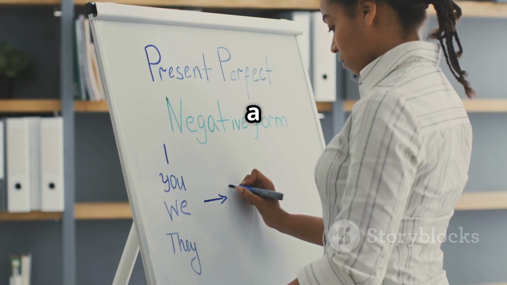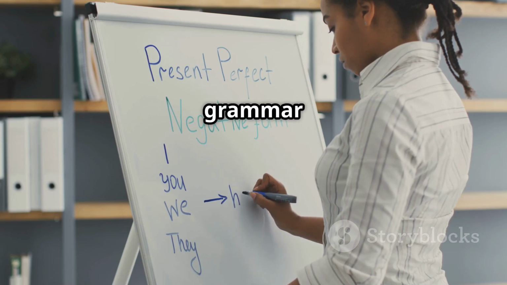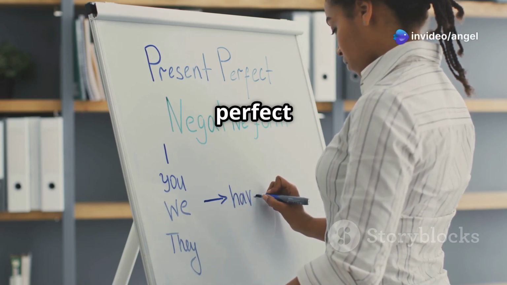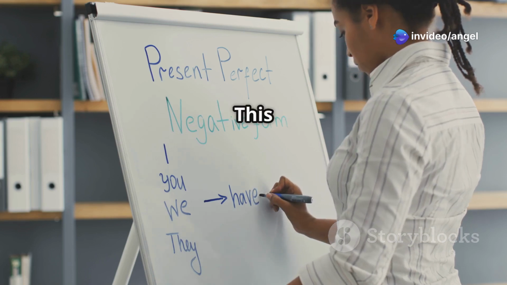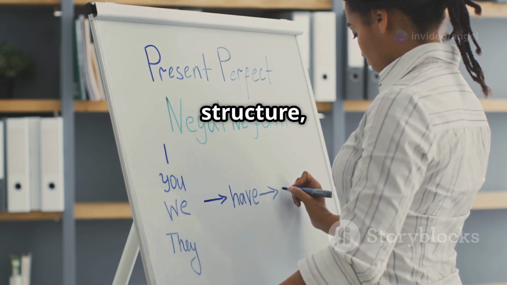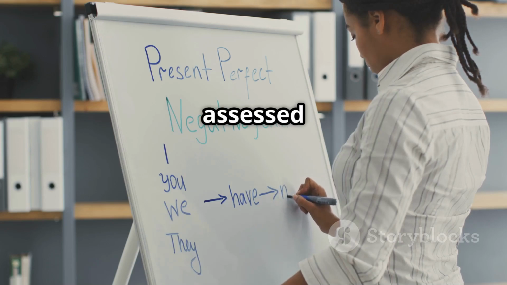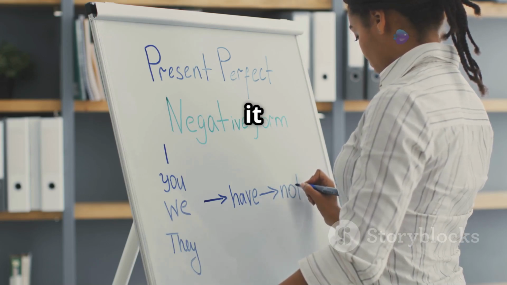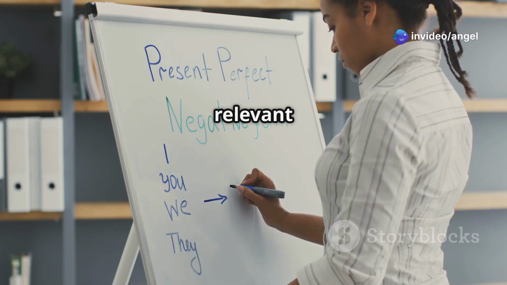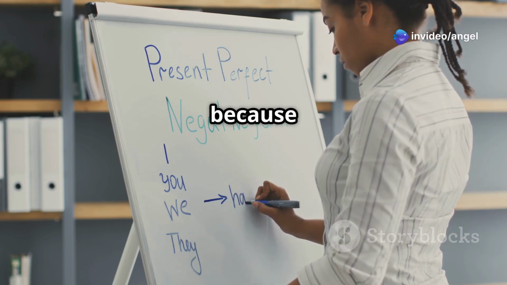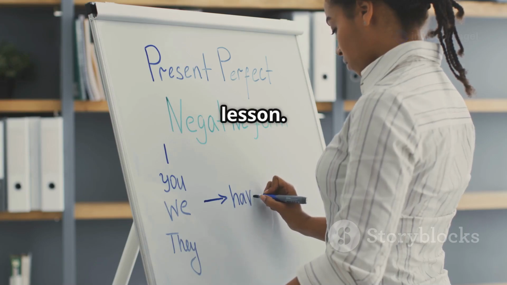For example, a learning objective for an English grammar lesson might be, "Students will be able to identify and use present perfect tense correctly in sentences." This objective is specific because it focuses on a particular grammatical structure, measurable because students can be assessed on their ability to use the tense correctly, achievable because it is a realistic goal for the lesson, relevant because it is an important aspect of English grammar, and time-bound because it is to be achieved by the end of the lesson.